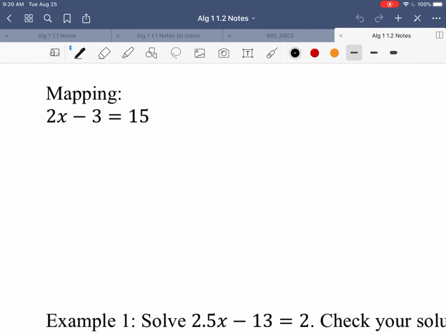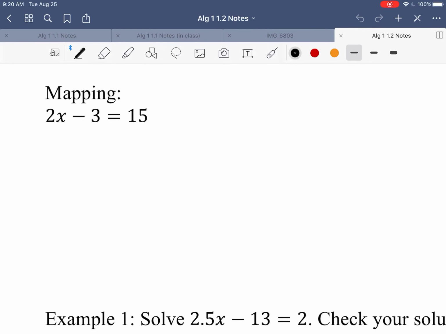So we're looking at this equation here: 2x minus 3 equals 15. To use mapping, I'm going to start with finding my x. I'm going to write an x and ask myself, what do I do to this x first? Well, first I want to multiply it. There's a multiply by 2.